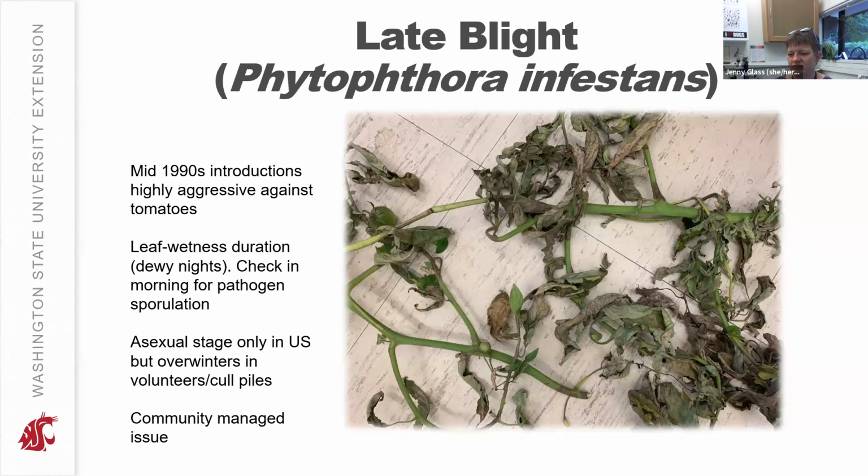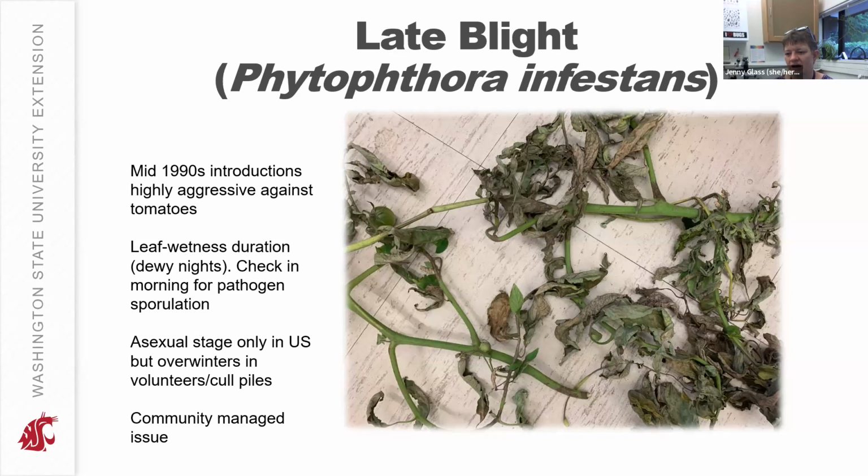It's very, very aggressive. But if you were going to see an early infection, what you'd be looking for is kind of a velvety sporulation around the dark lesions. And it's easiest to find that early in the morning when it's nice and humid. So take a look then.